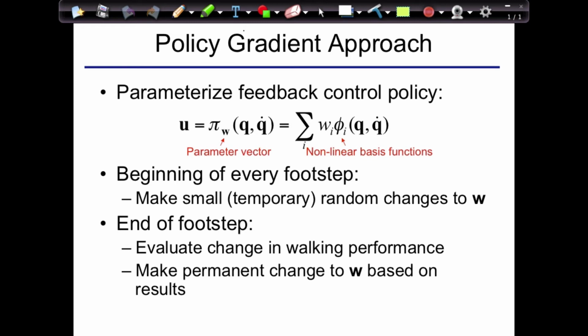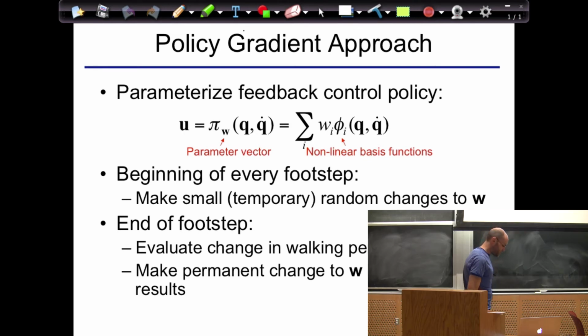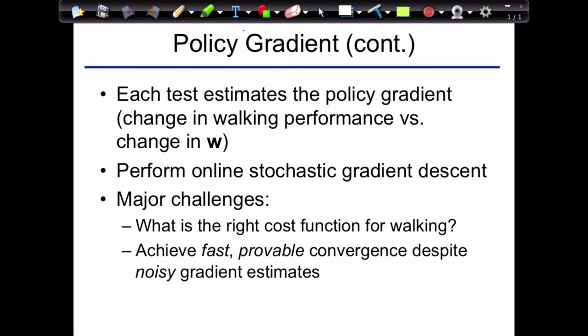Okay, and then I wrote down a simple feedback controller, which just took the current velocity in one direction, and it had a linear combination of nonlinear basis functions on top of that. And I did policy gradient learning on it. Okay, so every time the robot took a step, I made a small change in the policy parameters W. I evaluated the change in the walking performance, and then I made a permanent change on W based on those results. So each of those tests is a noisy estimate of the policy gradient, and it was performing online stochastic gradient descent, right? So the big challenges in my mind were what was the right cost function for walking in this sort of online walking sense, and how did you get fast provable convergence despite the noisy gradient estimates?